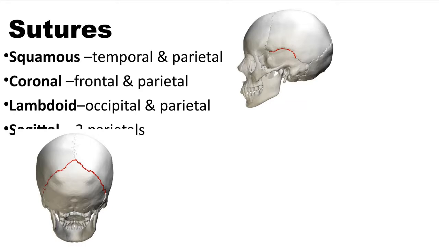The sagittal suture. The squamous suture separates the temporal bone from the parietal bone. The coronal suture separates the frontal bone from the parietal bone. The lambdoid suture separates the occipital bone and the parietal bone. This is also the lambdoid suture. And the sagittal suture separates the parietal bones.